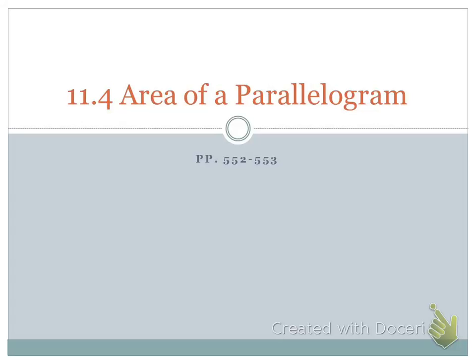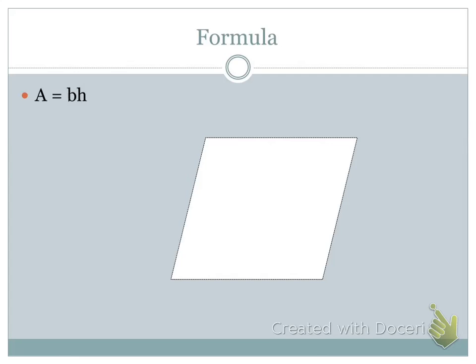All right, in this lesson we're going to learn about finding the area of a parallelogram. So we should be on page 552. Page 552. All right, everybody's there? Okay, so the first thing you need to know is the formula. What is the formula to find the area of a parallelogram? Well, area equals base times height.